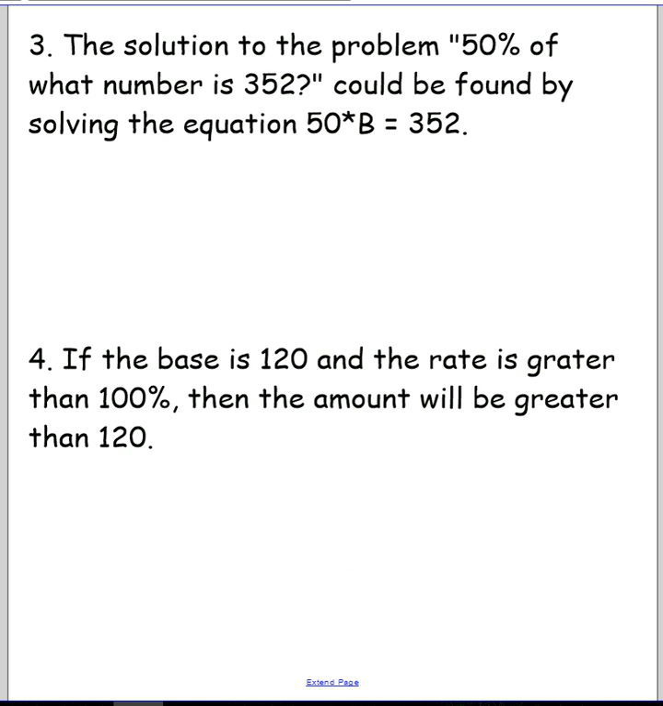Let's look at the next one. The solution to the problem, 50% of what number is 352, could be found by solving the equation 50 times B equals 352. Again, R times B equals A. Well, it almost looks set up, but remember, we're taking our percent and turning it into an R rate as a decimal. So we can't just drop the percent sign. We have to move that decimal 2 spaces. So it should be 0.50, not just 50.